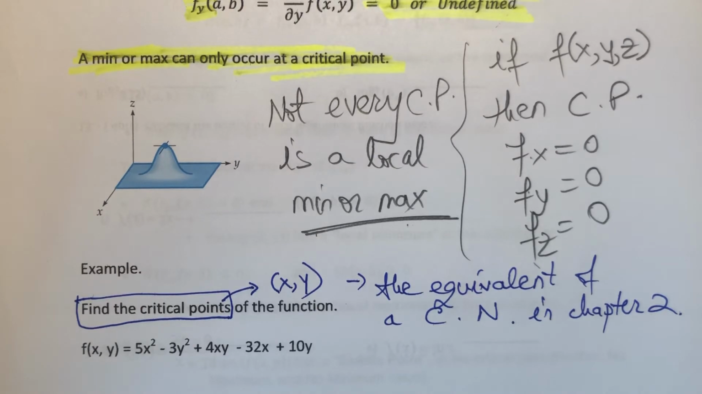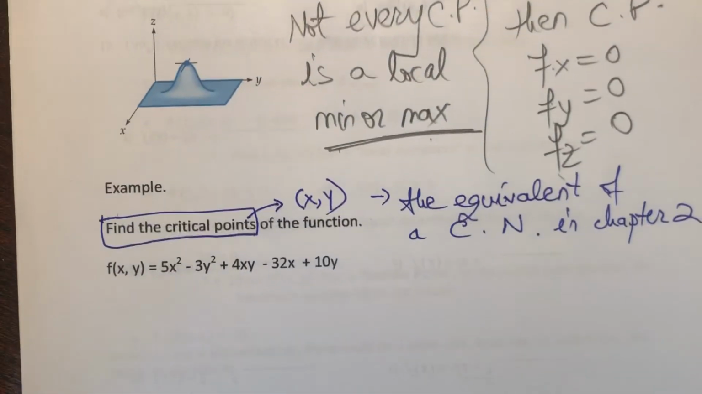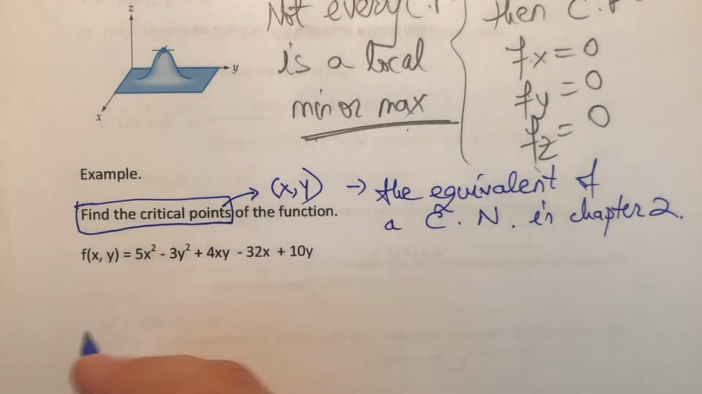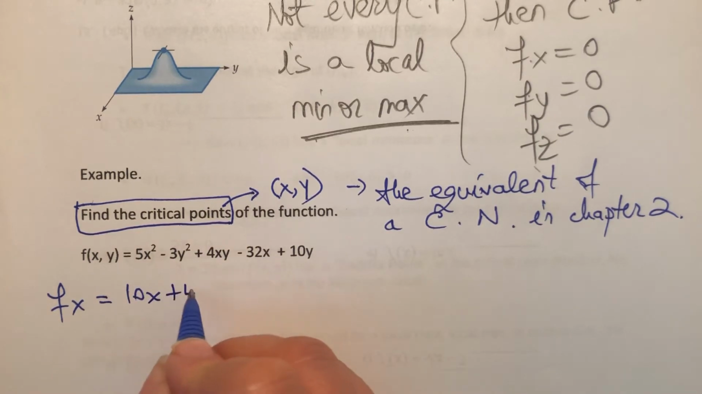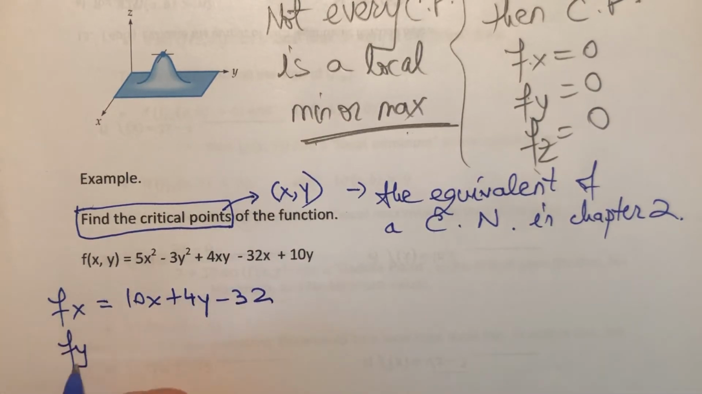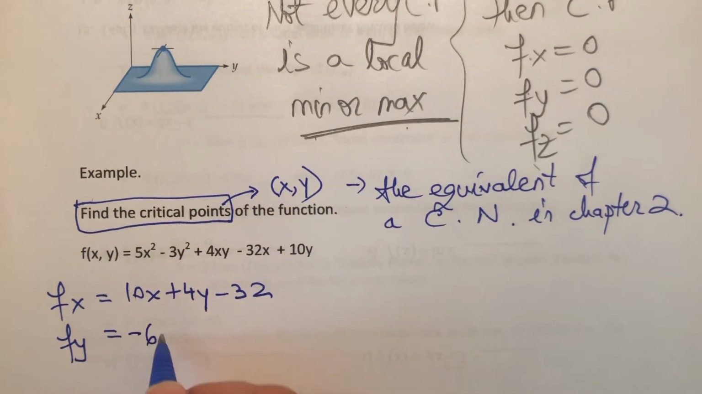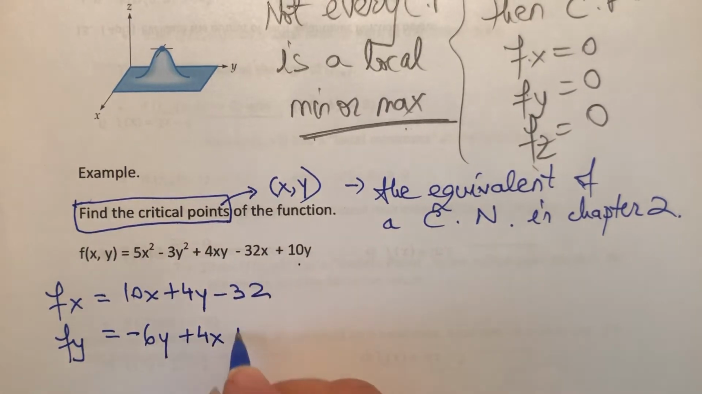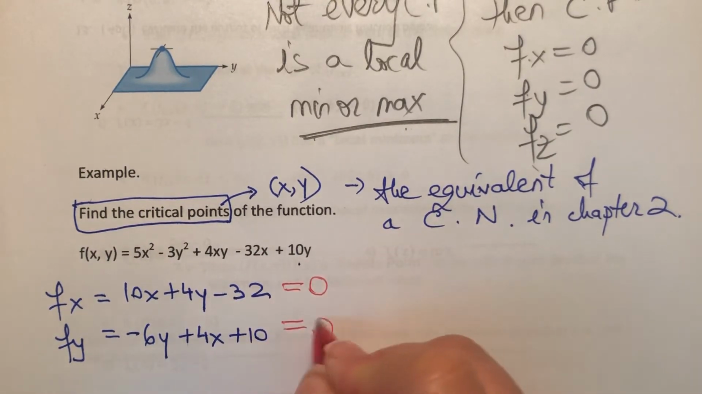Well, we're looking at simply where the derivative is equal to 0 or it's undefined. Fine. What would be the first derivative? Well, we've got two of those. So fx is 10x plus 4y minus 32. Okay. We have a second first derivative, fy. There's no y here, so that's negative 6y plus 4x, and then plus 10. Okay, so what did we want? We wanted both these derivatives to equal 0.